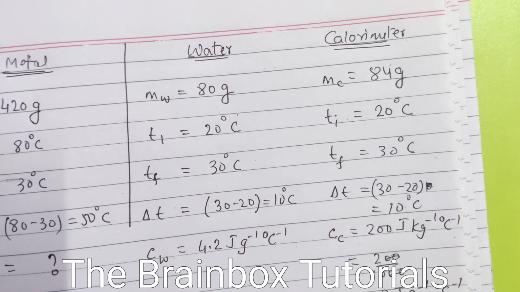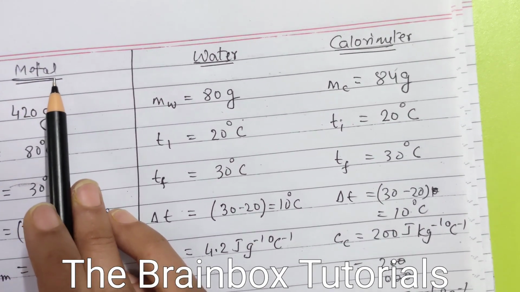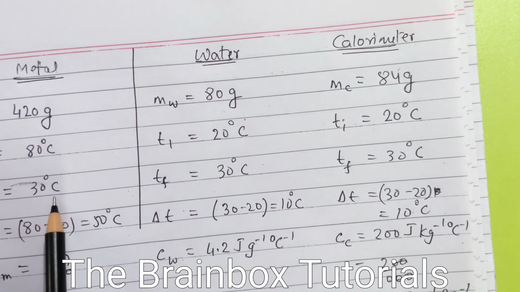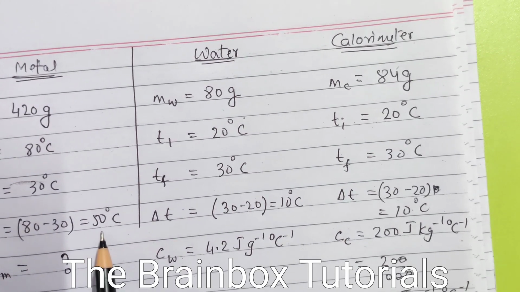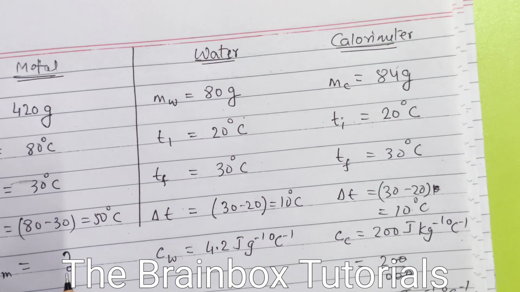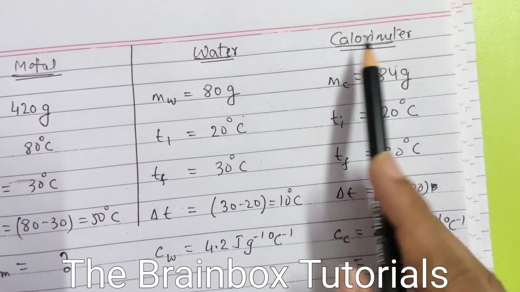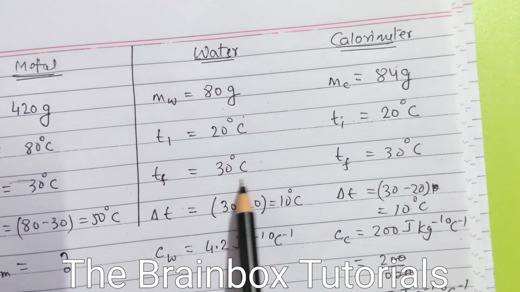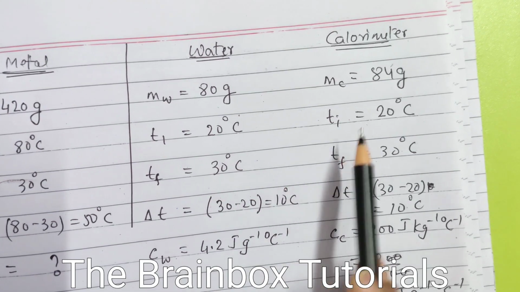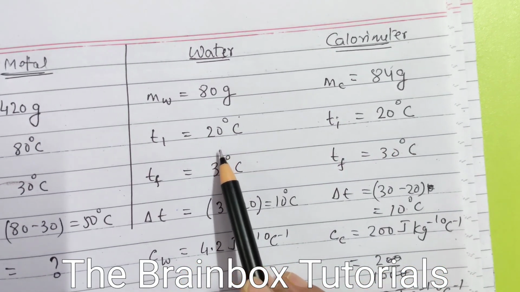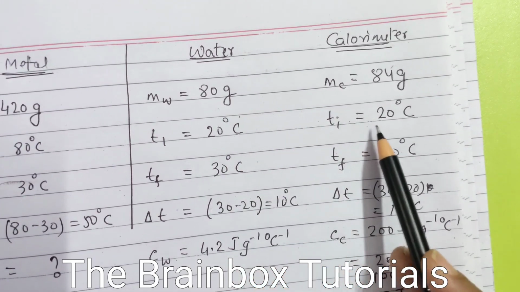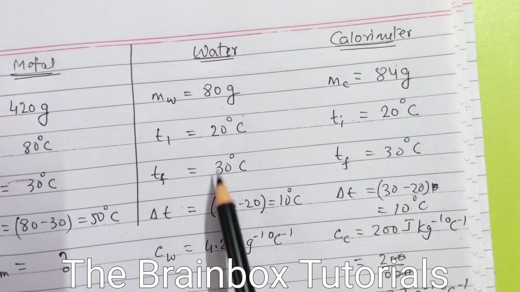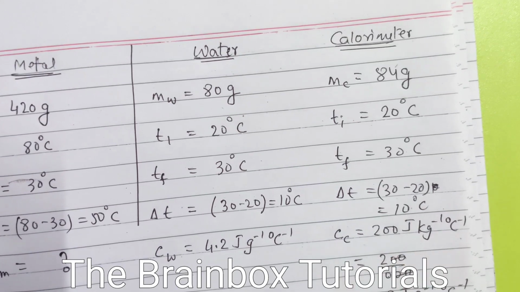So here is all the information given in the sum. See, the mass of metal is 420 gram, initial temperature 80 degrees centigrade, final temperature 30 degrees centigrade. So change in temperature will be 50 and we will have to find out the specific heat capacity of metal. Then for water and calorimeter, mass is also given, initial temperatures are given, final temperatures are given. So that will be the same for both because water is in the calorimeter. So if its initial temperature is 20 degrees centigrade, then obviously the calorimeter's initial temperature will also be 20. Change in temperature, 30 minus 20, for both will be 10 degrees centigrade.